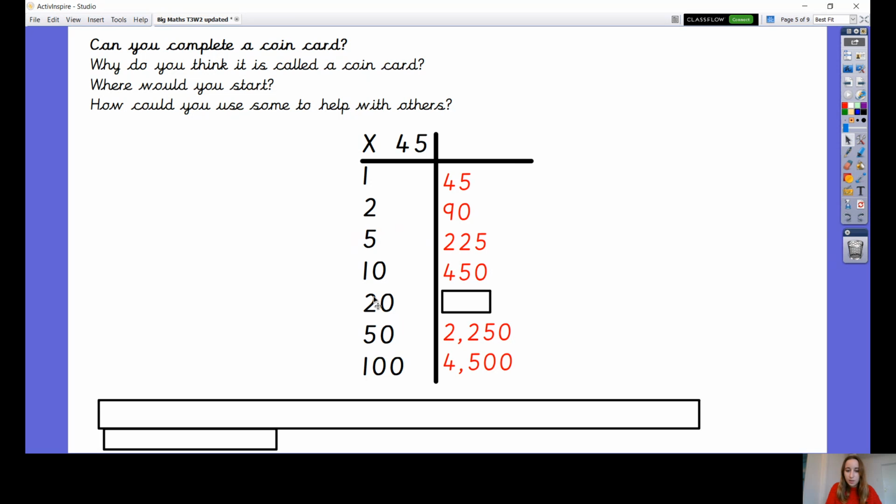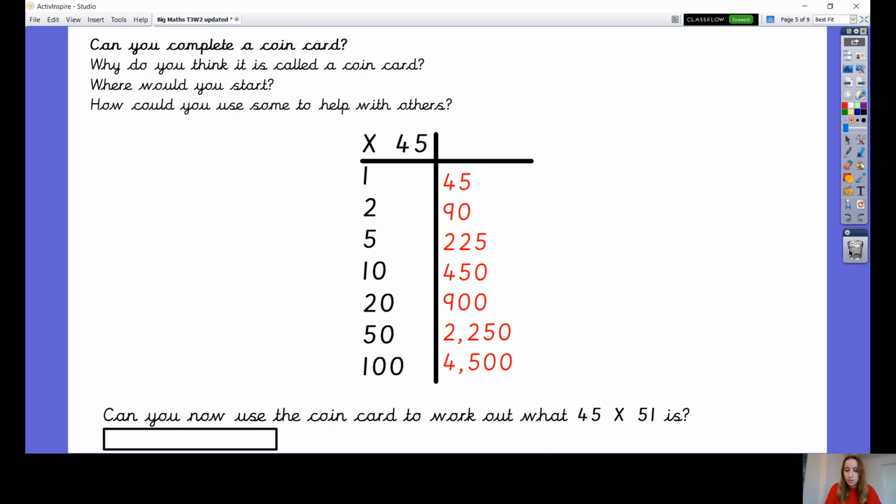And then I can do the same thing with 20 times, looking at 2 times 45 equals 90 and making it 10 times bigger, multiplying it by 10. So 20 times 45 is 900. Check your coin card and check that you have got the same answers as me.